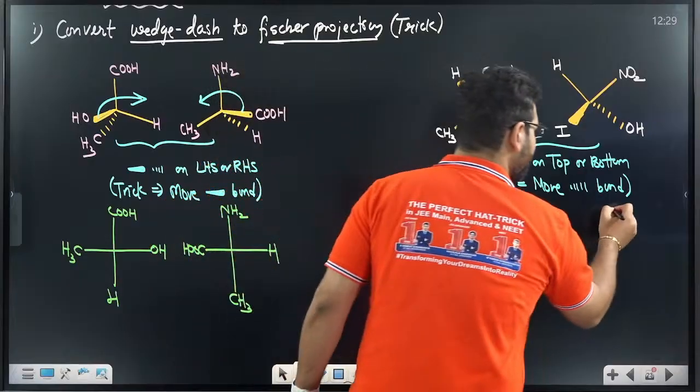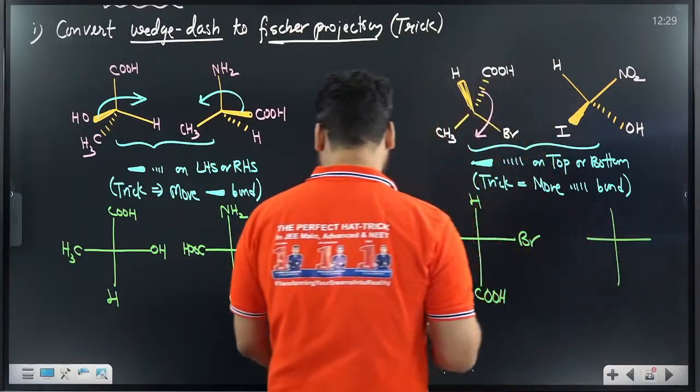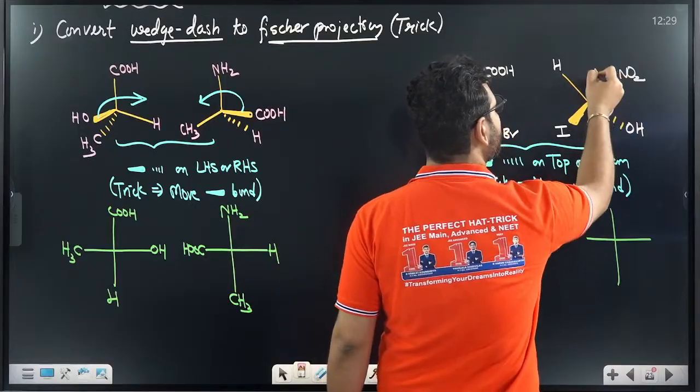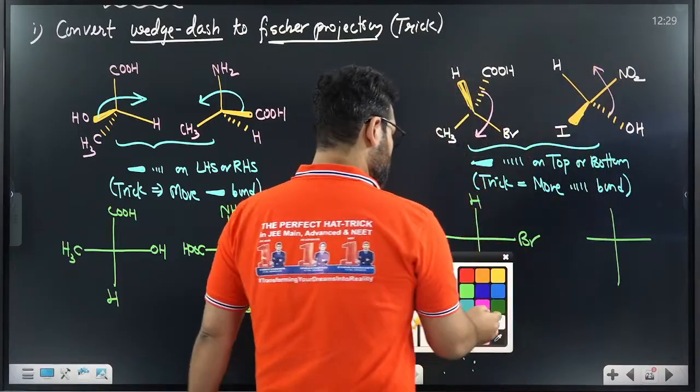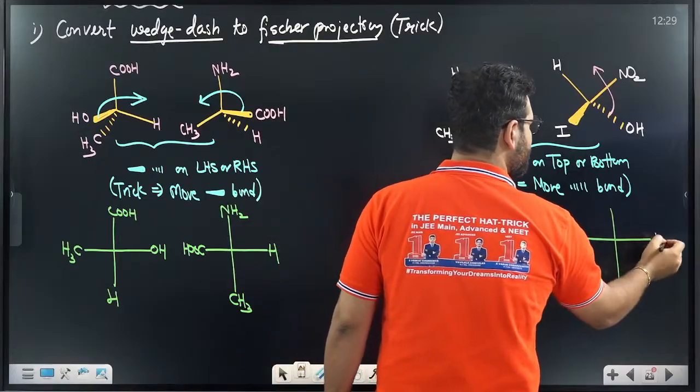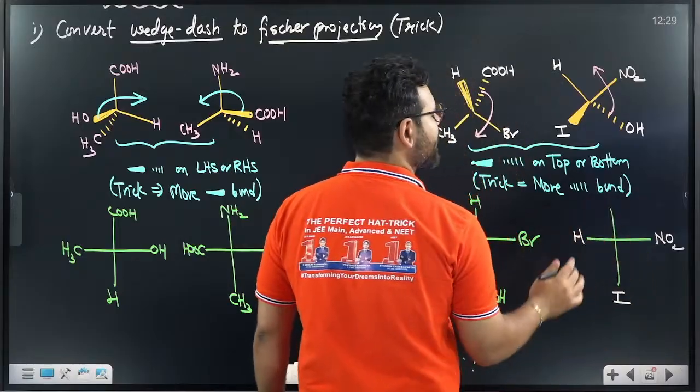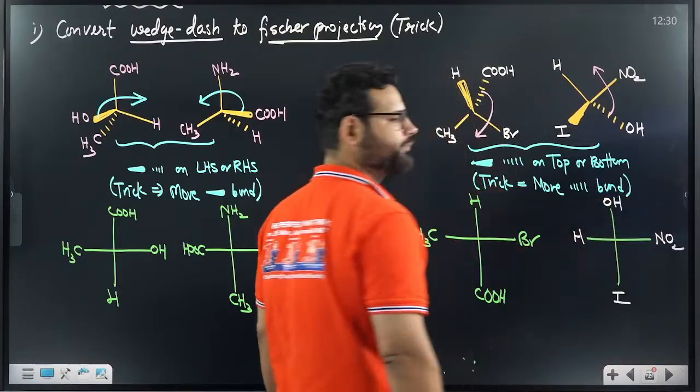And in the second one, who will move? OH will move. I told you the trick. OH is the dash. Move it between NO2 and H. So H was here, NO2 was here. I didn't change them. Iodine was at bottom. I didn't change it. I just brought the OH on the top.